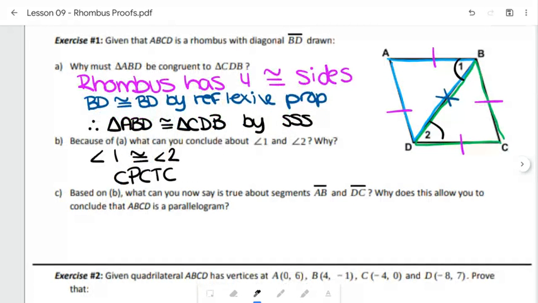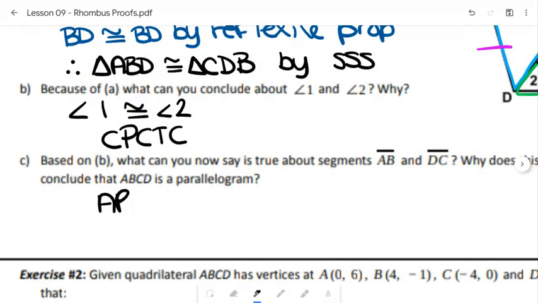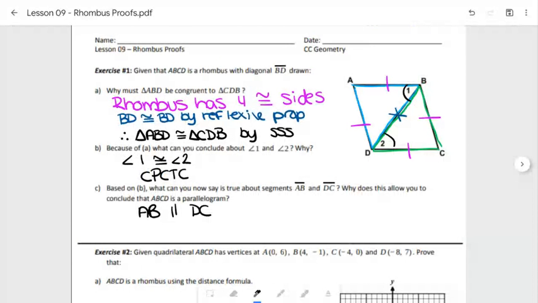Okay, so based on B, what can we say is true about this segment? Well, we know that AB is parallel to DC, right? We have those congruent alternate interior angles. Why does it allow me to prove it's a parallelogram? Well, I already knew it was a parallelogram, but I'm just reminding us how we could prove it was a parallelogram. If I have a pair of sides that are congruent and parallel, I know it's a parallelogram, but I already knew it was a parallelogram based on it being a rhombus in general.